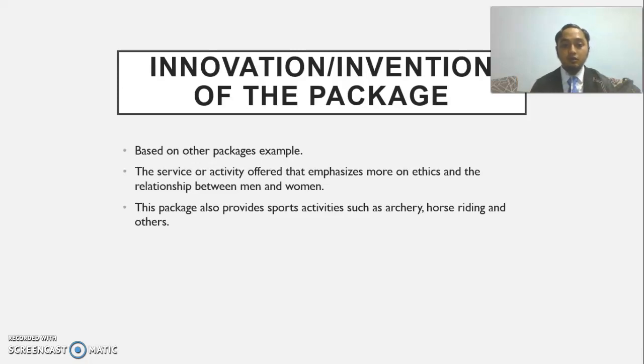The services and activities offered emphasize more on ethics and the relationship between man and woman, which means that in our package we emphasize Sharia law and ethics, and also the relationship between man and woman that are usually neglected in other packages. This package also provides sports activities such as archery, horse riding, and others.